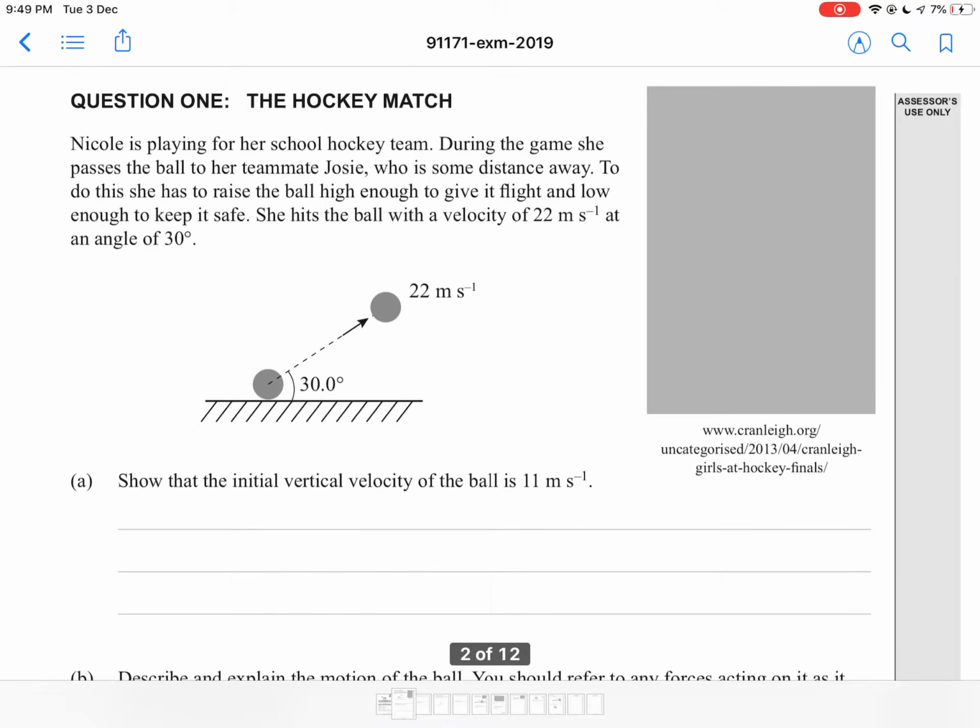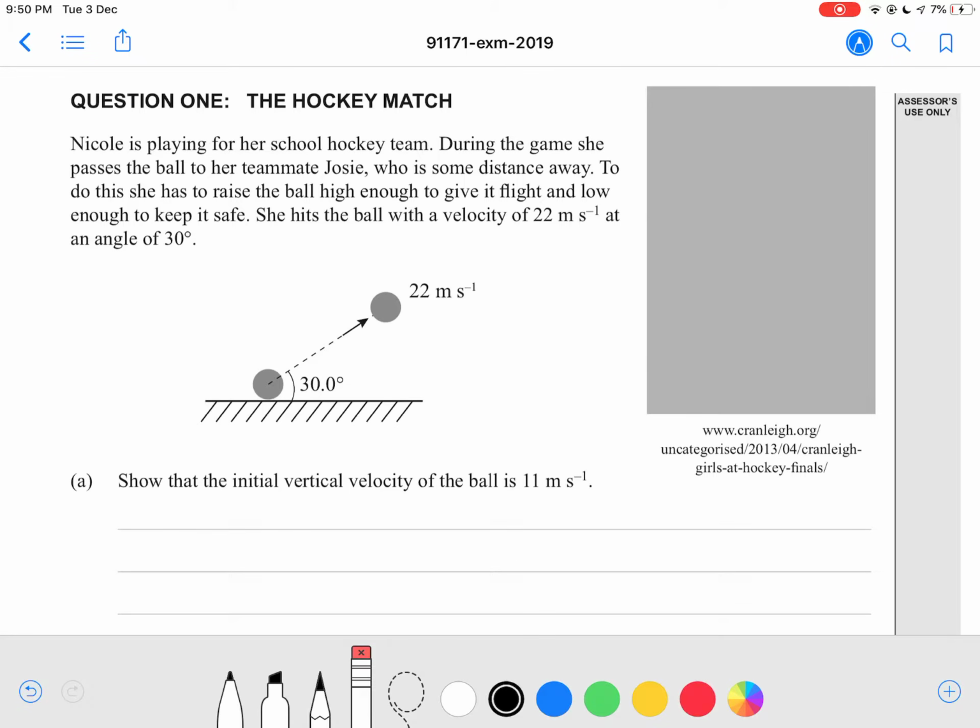So question 1, the hockey match. Nicole is playing for a school hockey team. During the game, she passes the ball to her teammate Josie, who is some distance away. To do this, she has to raise the ball high enough to give it flight and low enough to keep it safe. She hits the ball with a velocity of 22 meters per second at an angle of 30 degrees.